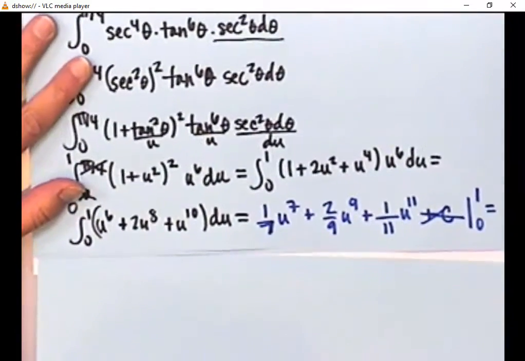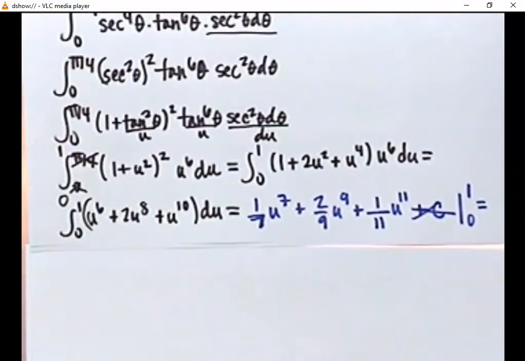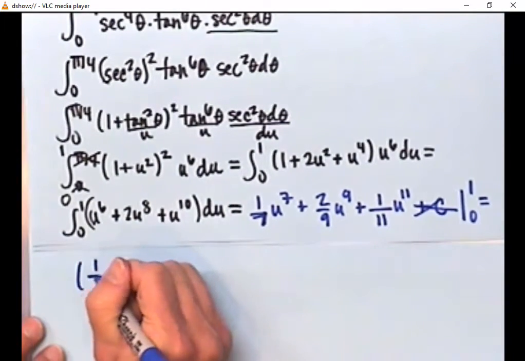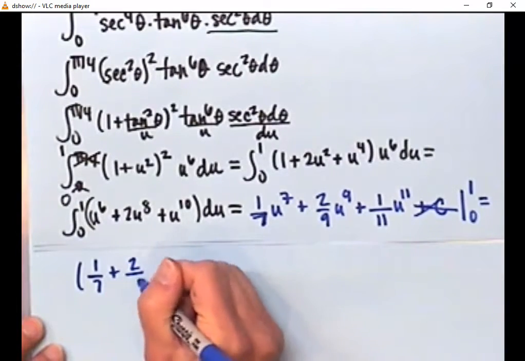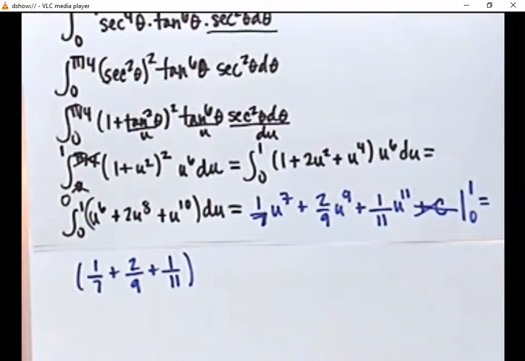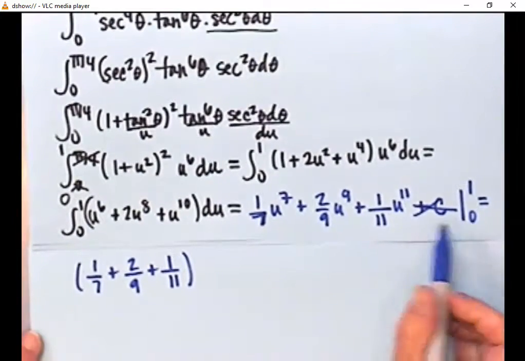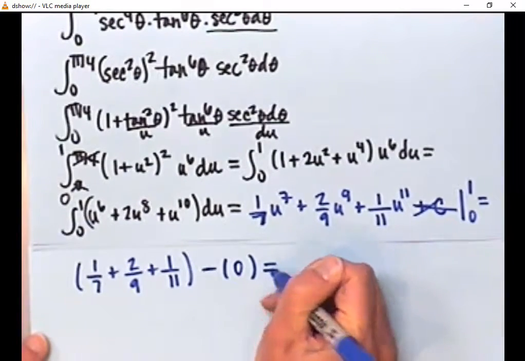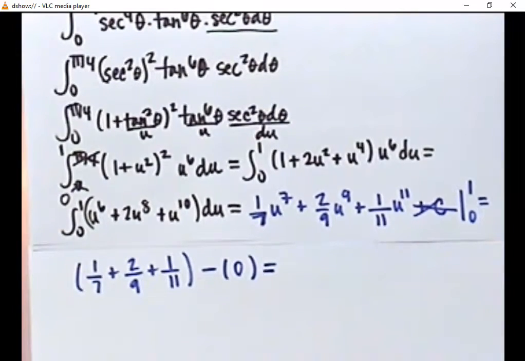Okay, so this shouldn't be too hard to plug in these limits. If we plug in 1, you basically just get the fractions, right? So you get 1/7 plus 2/9 plus 1/11. What will I get when I plug in 0? 0, right? So all of these will be 0, 0, 0. So the rest of those are 0. So I basically just need to add those fractions together, and you can use your calculator to help you.